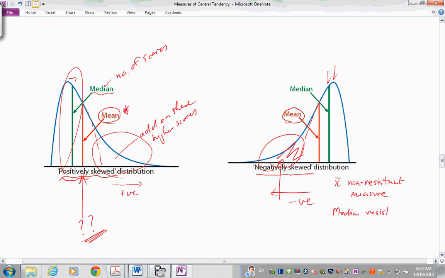So what that means is if there is skewness present, we would generally go for the median so that we don't get a disproportionate effect of a few high or a few low scores on giving our description of what the data set is centred around. It's a measure of central tendency, that's the idea.